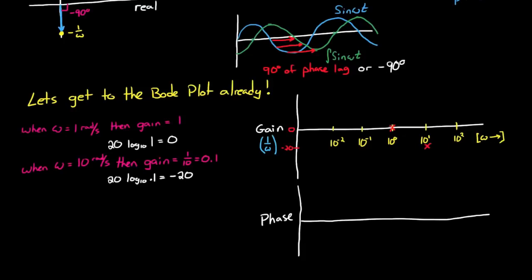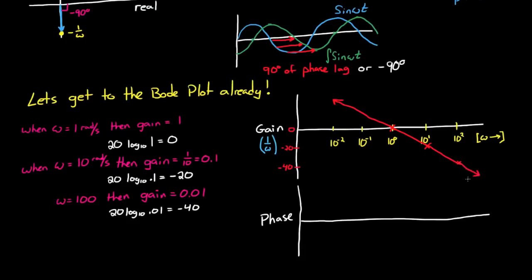And we can plot that point on the gain plot. And since 1 over omega is a linear equation, we can just draw a straight line between the 2 points. But can we extrapolate that to the next point by drawing another straight line? Let's find out. When omega is 100, then gain is 1 over 100, and when we convert that to decibels, it equals minus 40 dB. And so we can see that it is continuing this linear line. And we can draw this in either direction for all frequencies.